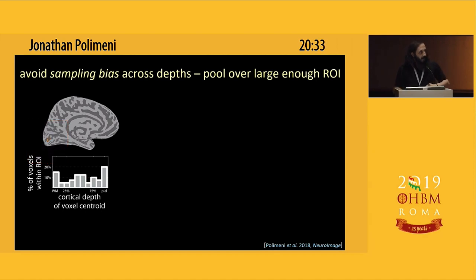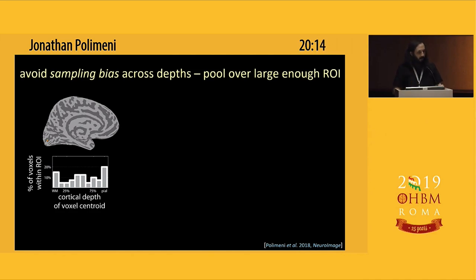There it is. And if we look at all the voxels sampled within this ROI, we can see in this histogram that not all depths are sampled equally. In this example, we see a lot more voxels sampling from the pial surface, and also in this example, there seem to be a lot of voxels sampling from the white matter surface. What that means is that any profile that we generate across this ROI is likely to be biased by the signal contributions from these two locations.